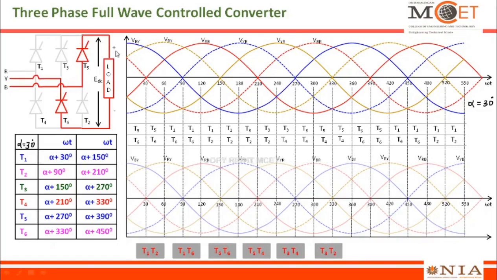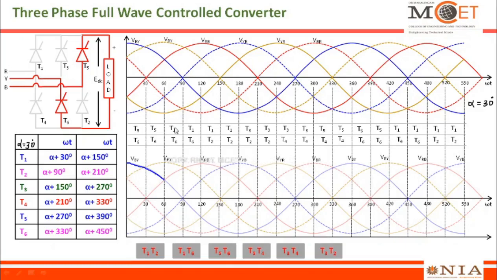The top of the load, that is the positive of the load, is connected to VB and the negative of the load is connected to VY. So VBY will be the voltage which appears across the load for the first 60 degrees. So this is VBY, and this voltage will be appearing across the load for the first 60 degrees.